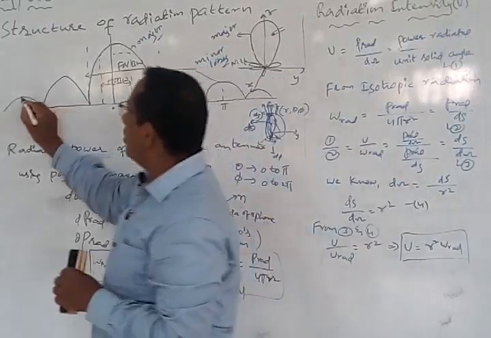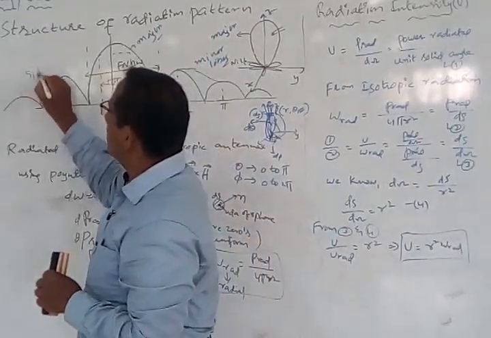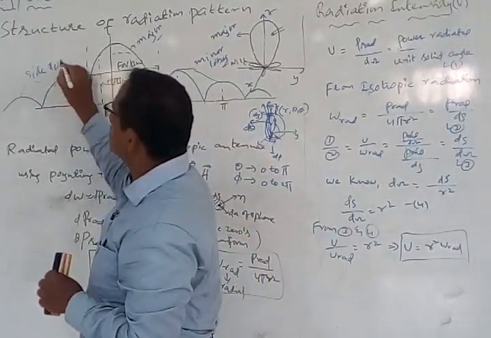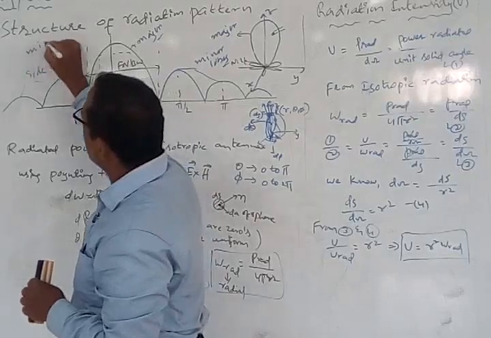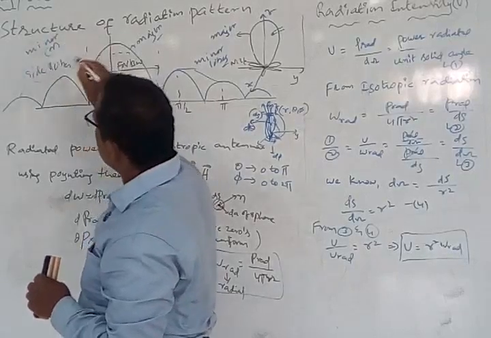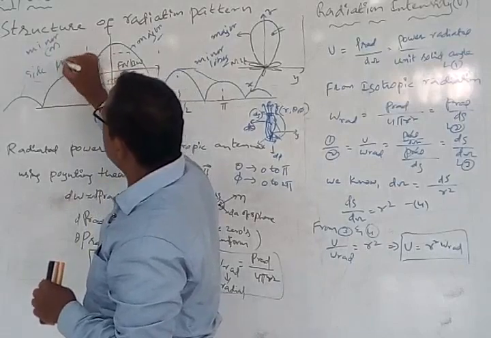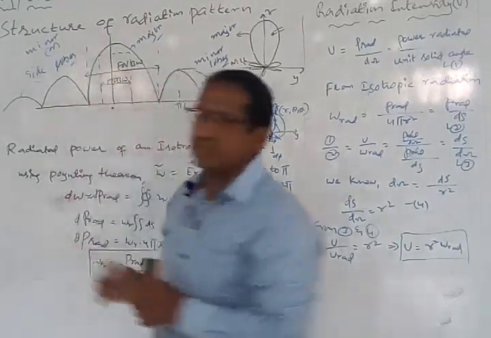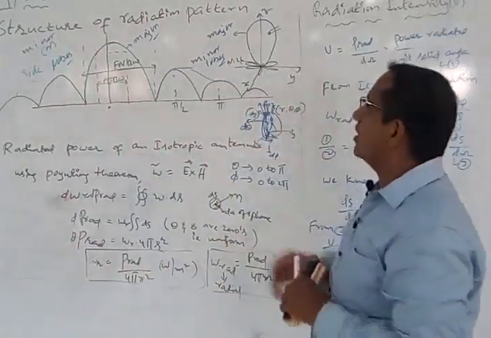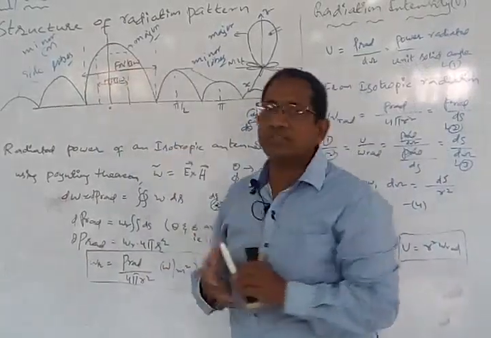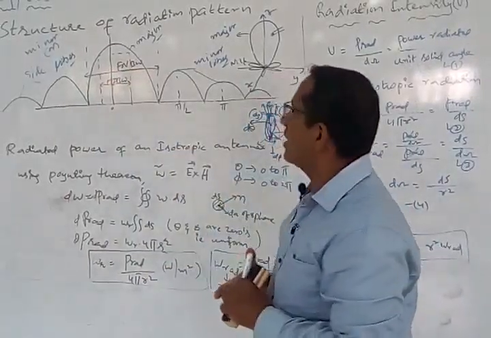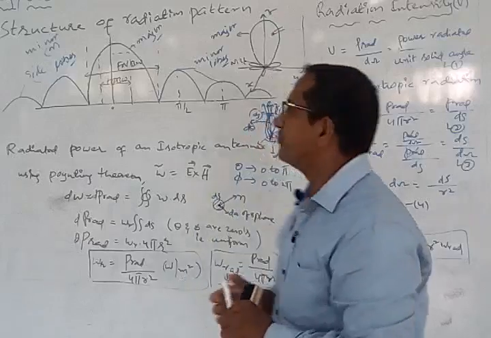And some people will call them side lobes also. So we can always call them side lobes or minor lobes. Whatever you call them, the meaning is going to be the same for us. So I call them minor lobes, and wherever I get the maximum radiation, I call that particular pattern the major lobe.